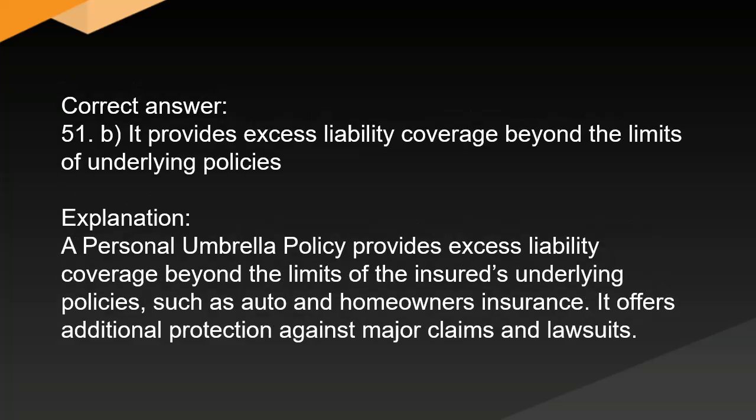Correct answer. B. It provides excess liability coverage beyond the limits of underlying policies. Explanation. A personal umbrella policy provides excess liability coverage beyond the limits of the insured's underlying policies, such as auto and homeowners insurance. It offers additional protection against major claims and lawsuits.